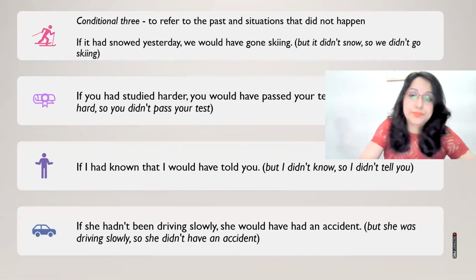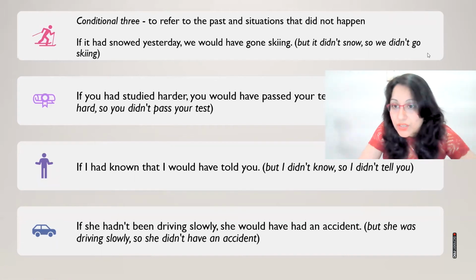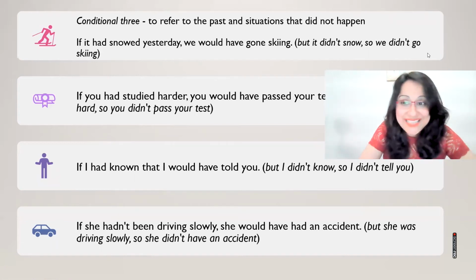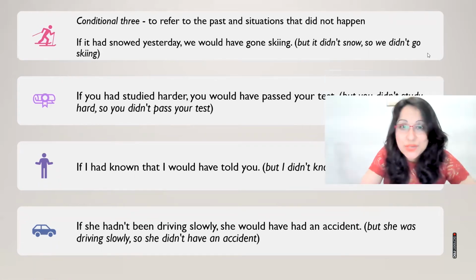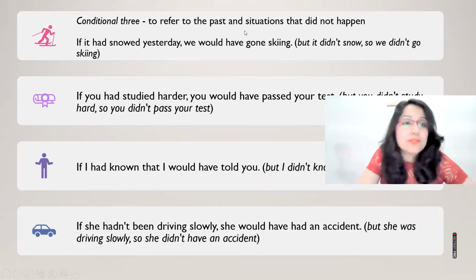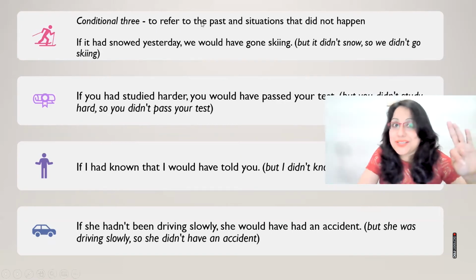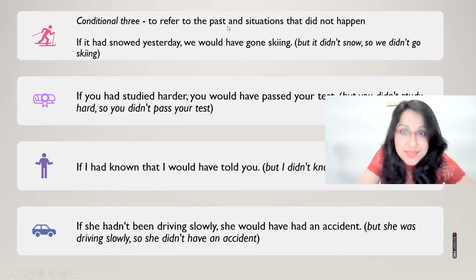Moving on to the third one. I have to keep on moving this so that we can see. Well, we'll start with the first one and then I'll move it up. So, third conditional: it refers to the past and situations that did not happen.